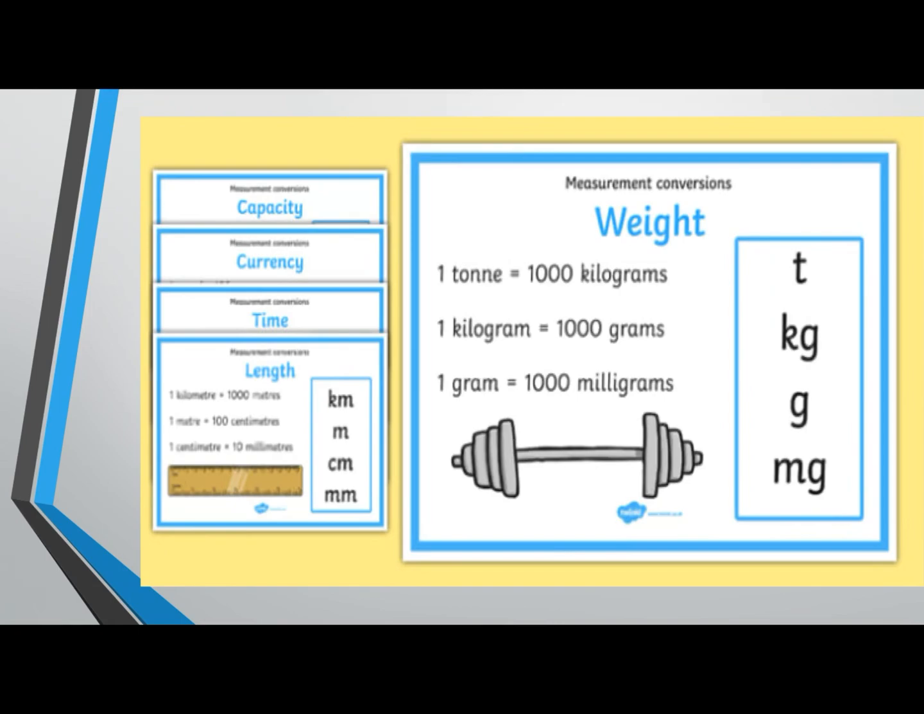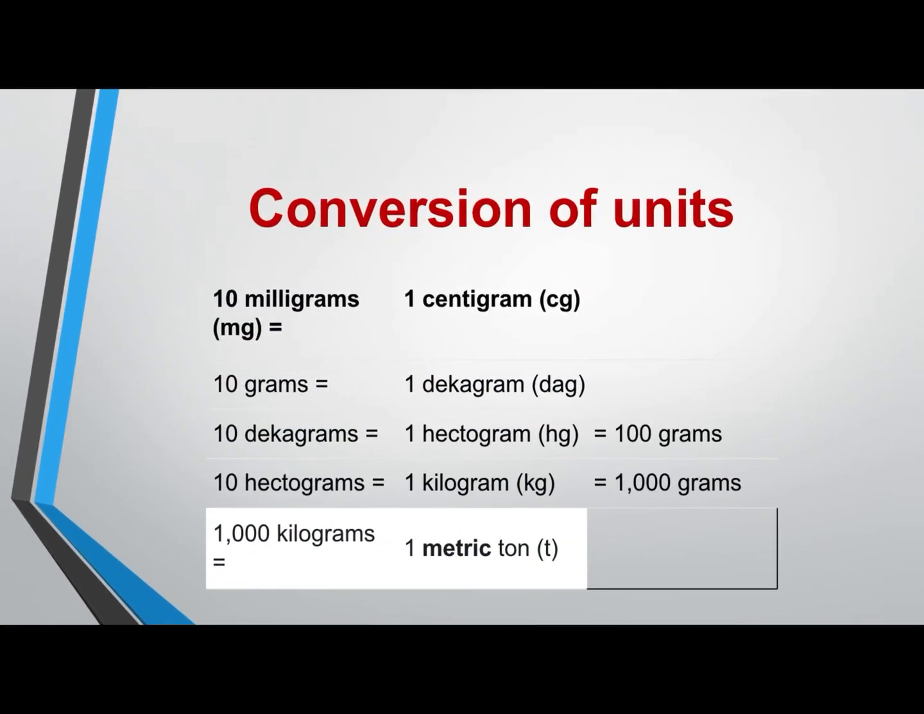I repeat, 1 ton is equal to 1000 kilograms. 1 kilogram is equal to 1000 grams. 1 gram is equal to 1000 milligrams.